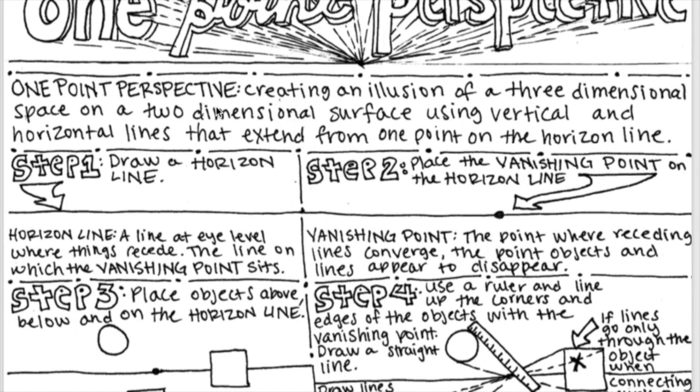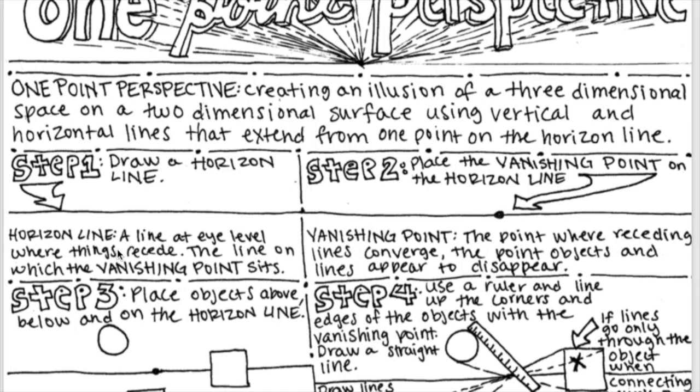It says 1-point perspective is creating an illusion of 3-dimensional space on a 2-dimensional surface. So that means creating the trick that we're seeing a 3-dimensional object on a 2-dimensional surface, so your piece of paper. Using vertical, that's up and down, and horizontal, that's side to side, lines that extend from one point on the horizon line. Step 1 says draw a horizon line. So that's just that straight line across your paper.